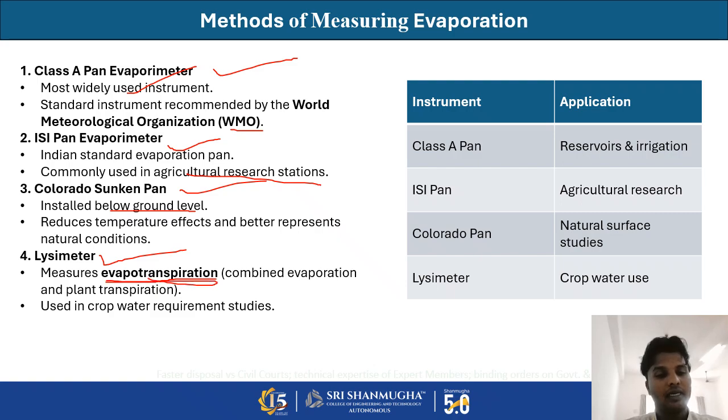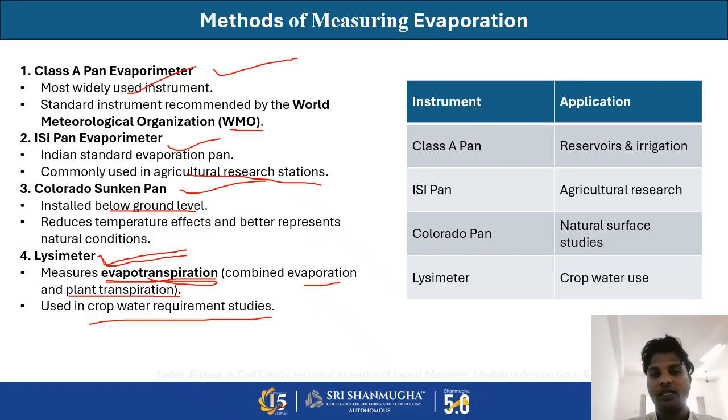It is the combined effect of evaporation and plant transpiration. So that is the very important thing about the lysimeter, which is used in crop water requirement studies.